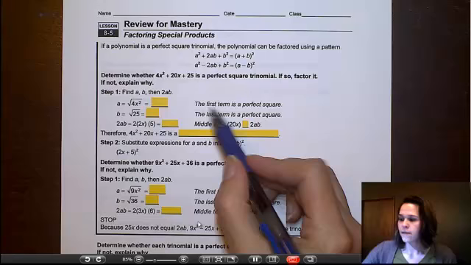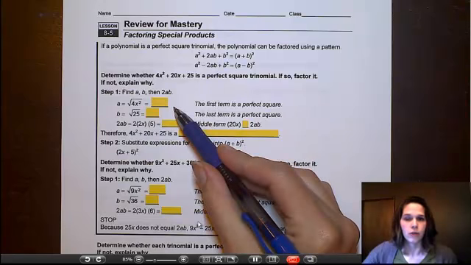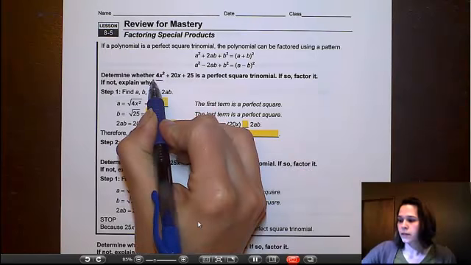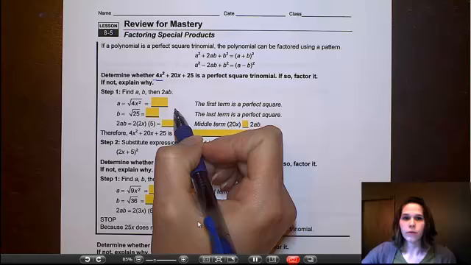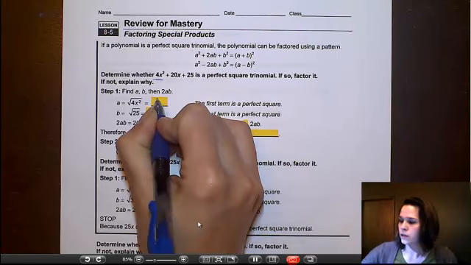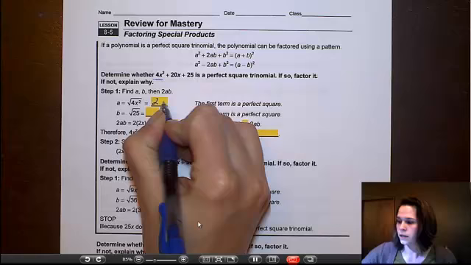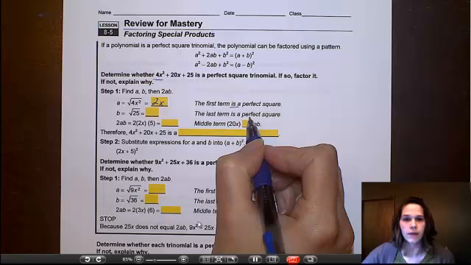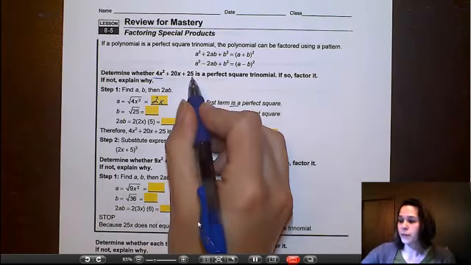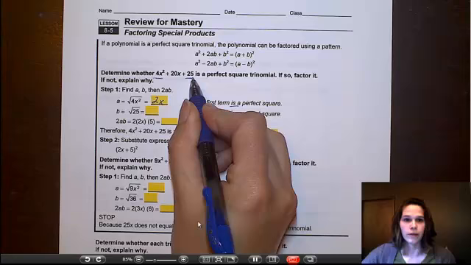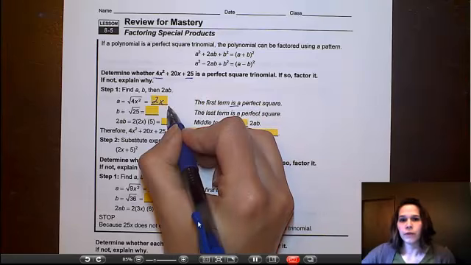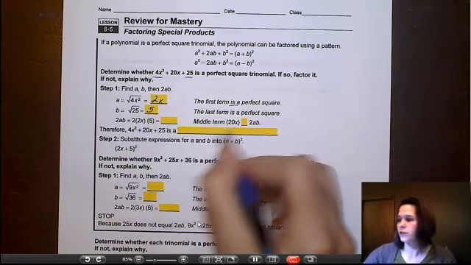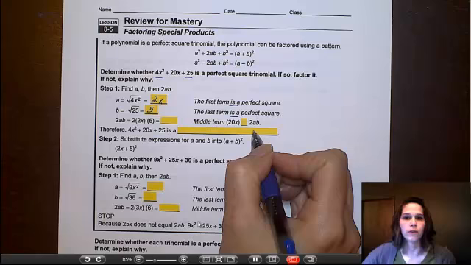Step 1, find a, b, and then 2ab. Let's just look at a. My first term is 4x squared, so let's take the square root of that. The square root of 4 is 2. The square root of x squared is x. The first term is a perfect square. My b term actually comes from the last term of my trinomial. So b is going to be the square root of 25. The square root of 25 is 5. So the last term is a perfect square.